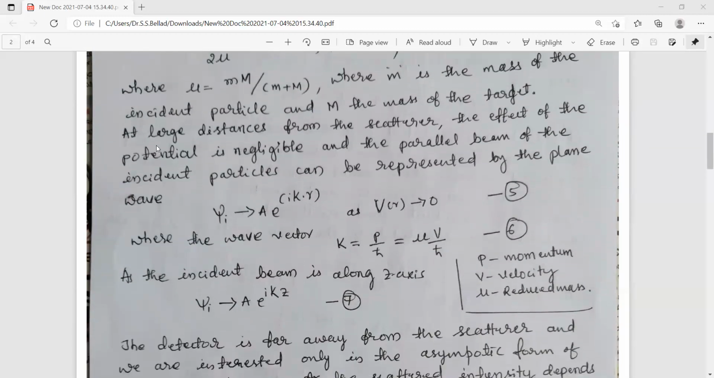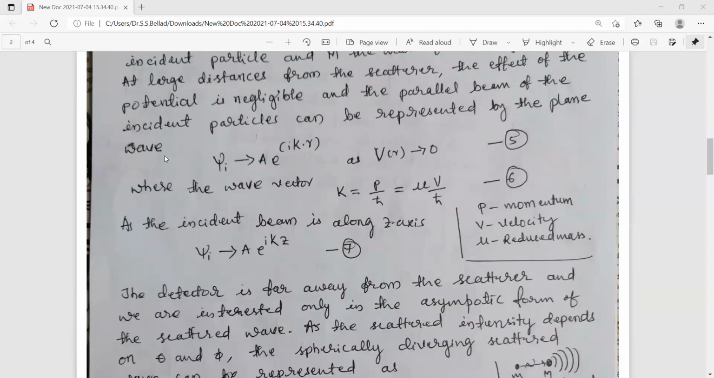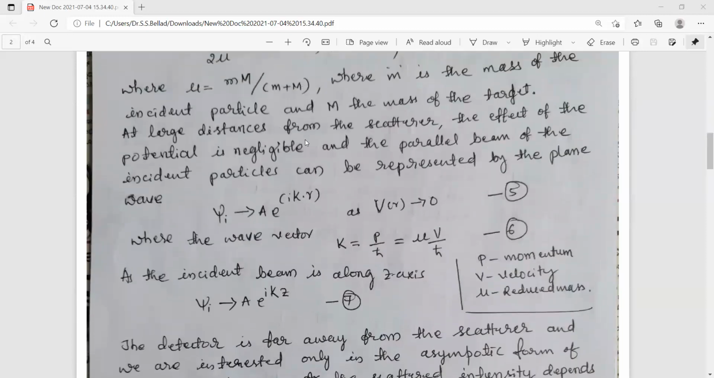At large distances from the scatterer, the effect of the potential is negligible because that potential around the scatterer decreases as you are moving away from that scatterer. So because of that reason, at large distances from the scatterer, the effect of the potential is negligible, and the parallel beam of the incident particles can be represented by a plane wave. So this is the plane wave.